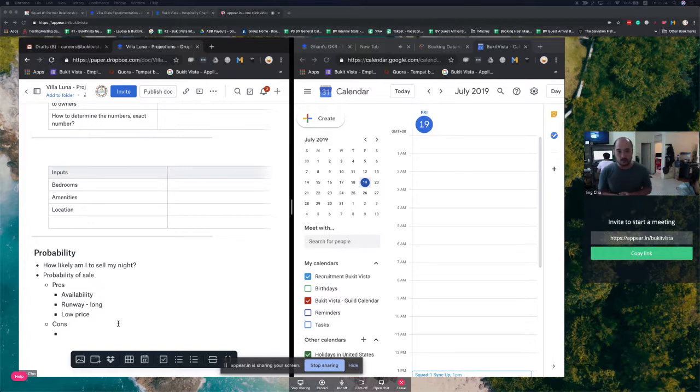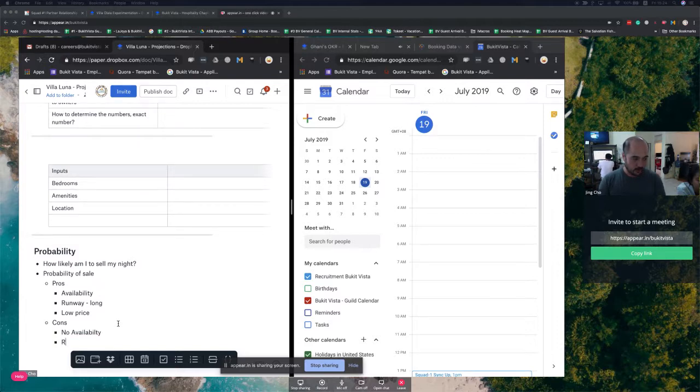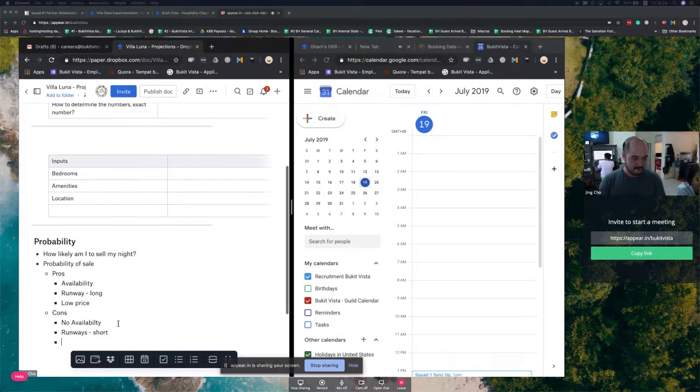What reduces the probability of a sale? Just the opposite. Short run, yeah, right. So no availability. Short runways. High, definitely, like high price. Yeah. Okay. All right.